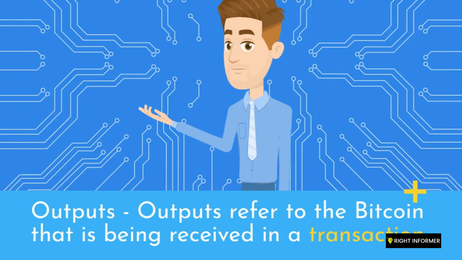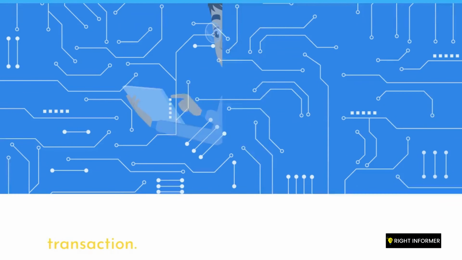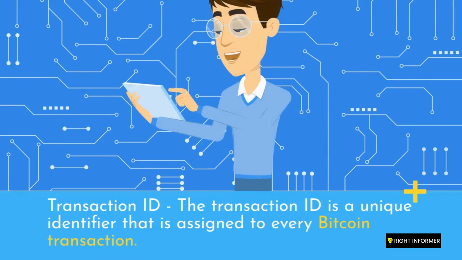Outputs. Outputs refer to the Bitcoin that is being received in a transaction. These outputs are typically assigned to specific addresses, which are owned by the recipient of the Bitcoin. Transaction ID. The transaction ID is a unique identifier that is assigned to every Bitcoin transaction. This ID helps to track the transaction on the blockchain and ensures that it cannot be duplicated or tampered with.